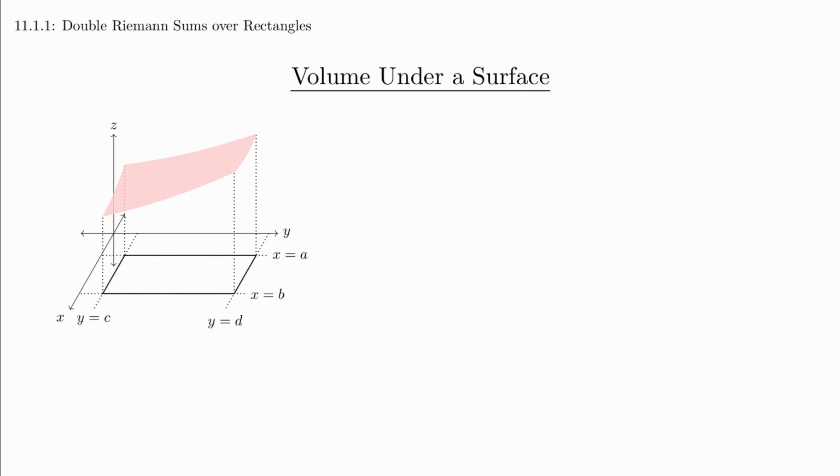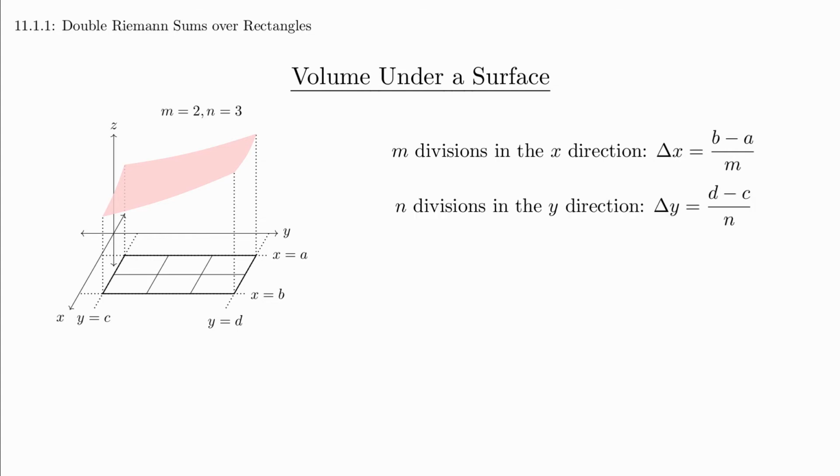In the x direction, the rectangle goes from a to b, and in the y direction, it goes from c to d. In order for us to make a partition, we need to decide on the number of pieces we want to make in both directions. We'll use m in the x direction and n for the y direction. This makes a total of m times n subrectangles. This also means that the length in the x direction is delta x equals b minus a over m, and the length in the y direction is delta y equals d minus c over n.